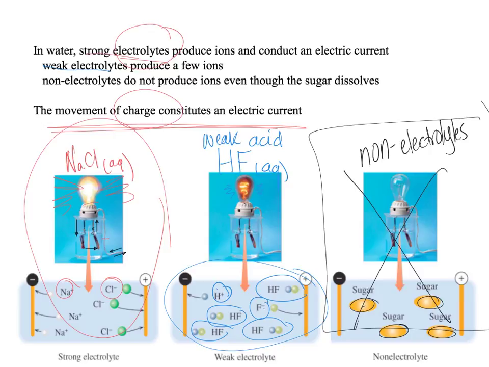So again, in summary, just because something dissolves in water does not mean it's going to light up a light bulb, nor does it mean that it produces ions. And ions are what's needed for electrical current to flow and this light bulb, if connected and all that, to light up.